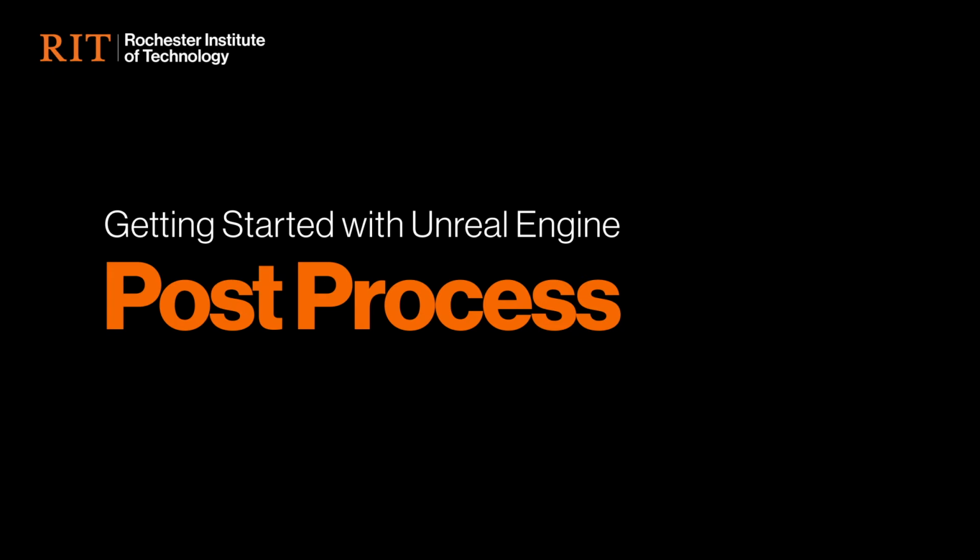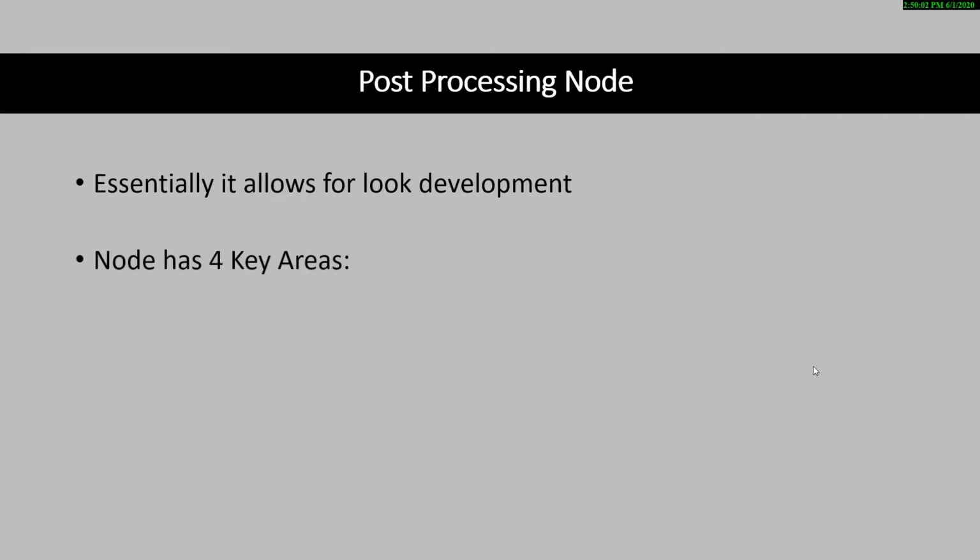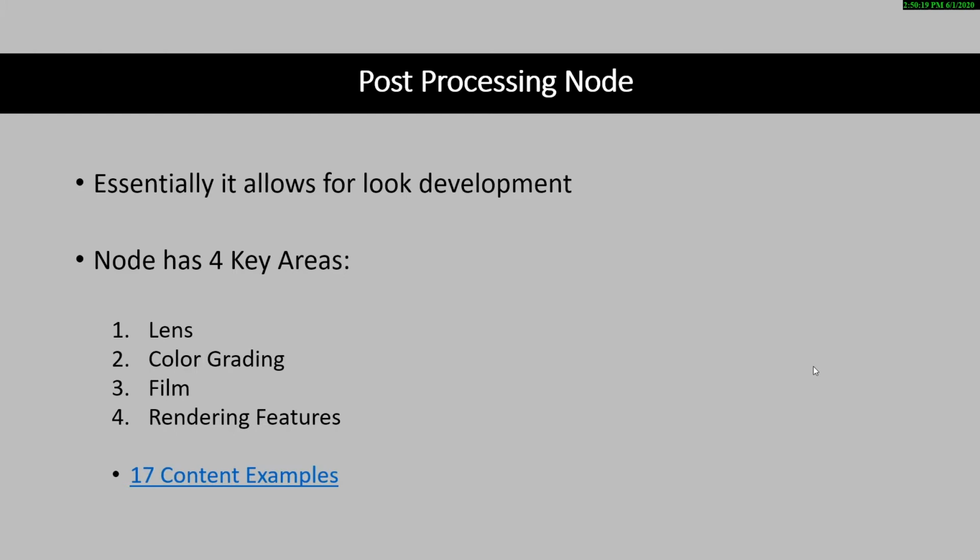In this chapter, we're going to go over post-processing. Now, the post-processing node can look really complex. There's a ton of different options inside of it, but ultimately, it allows for look development. And the node can be broken down into 4 key areas: lens effects, color grading, film type effects, and different rendering features. In the next video, we're going to go over some of the 17 content examples, so you can see the wide range of options that this node allows.